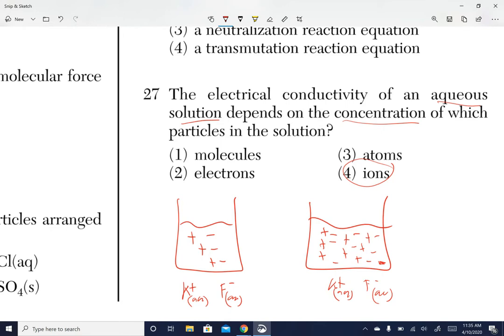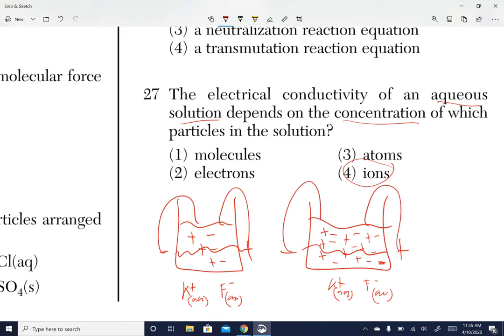So if we're running electricity through this, with positive and negative terminals and wires going in, from a battery or a power source, both solutions will conduct because they have mobile ions. I showed you that a while ago. But the more ions, the better, because there are more mobile particles for that electricity to flow through. All right, so that was that one.